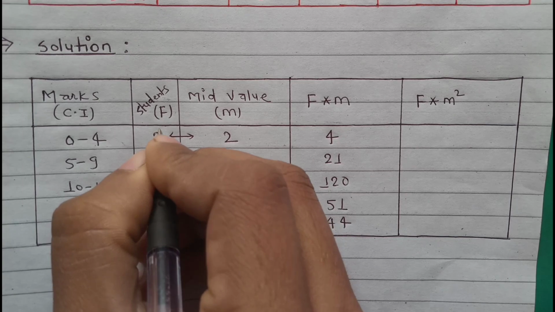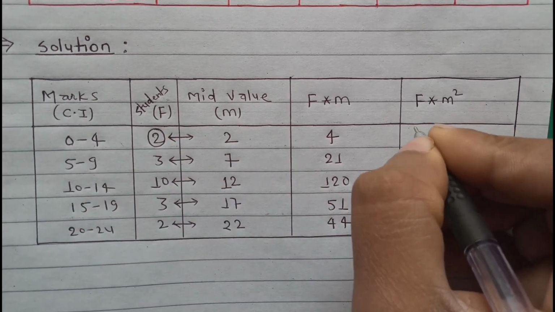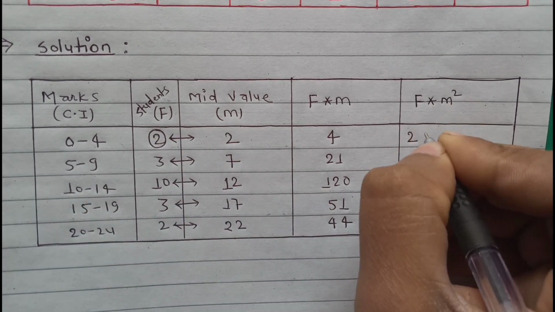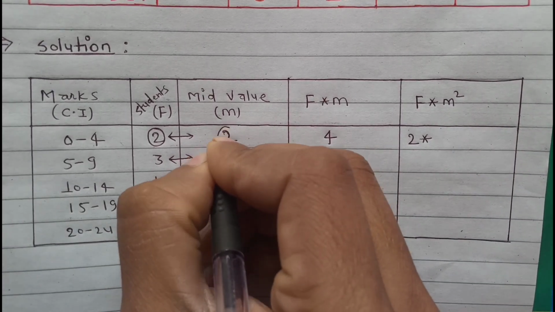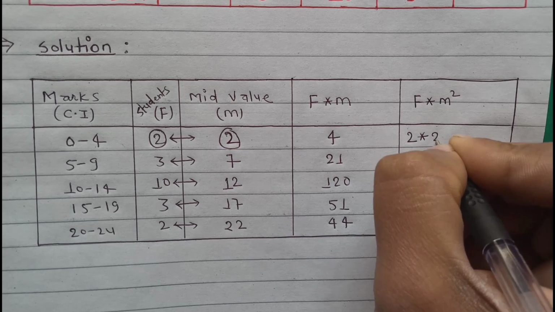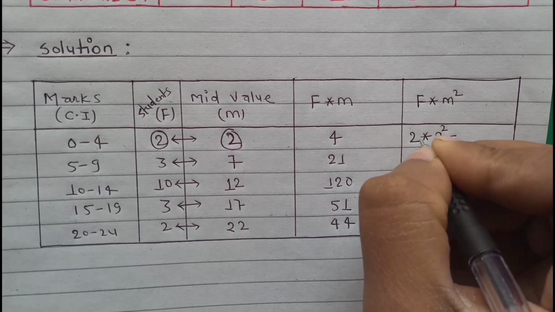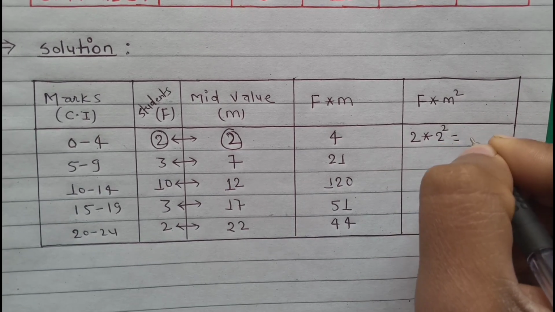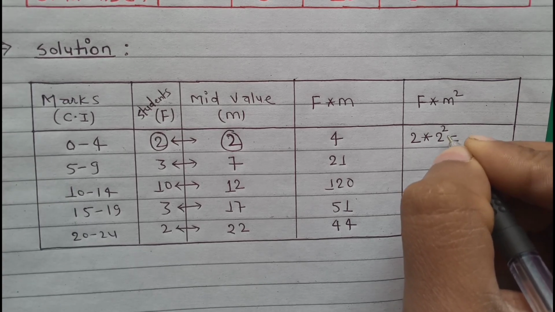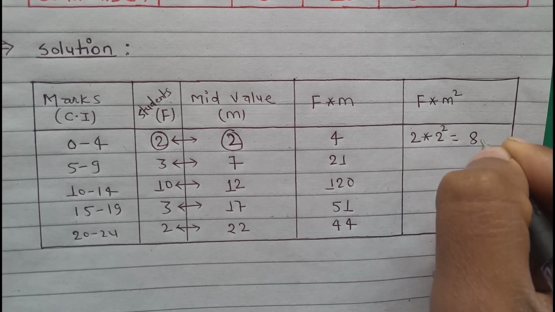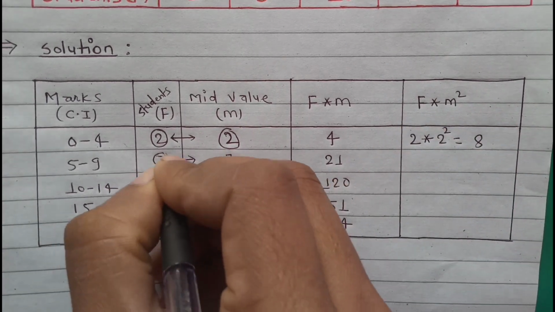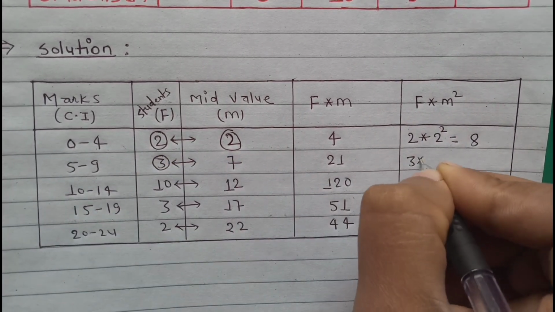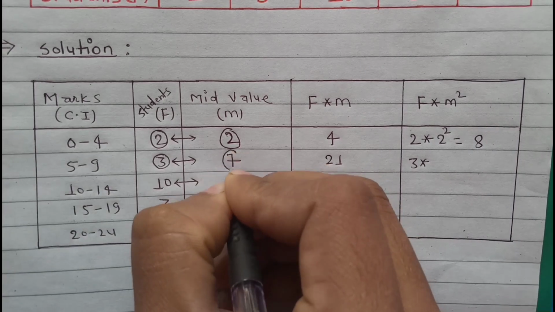Clear? Now we have to multiply f by m square. This one is f, this one is f. We have to write 2, and multiply by m square. m is 2 here, so 2 into 2 square. 2 squared is 4, 4 into 2, 8. Similarly, f is 3. We have to write 3 multiply m square.